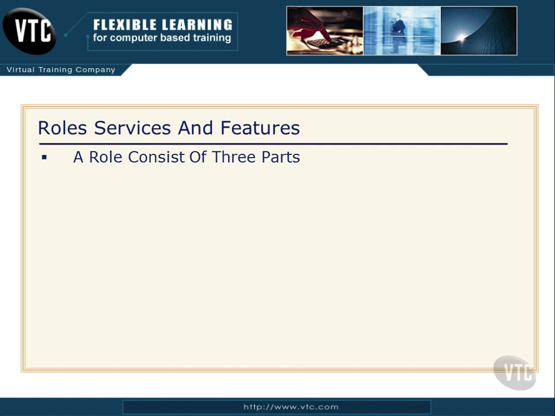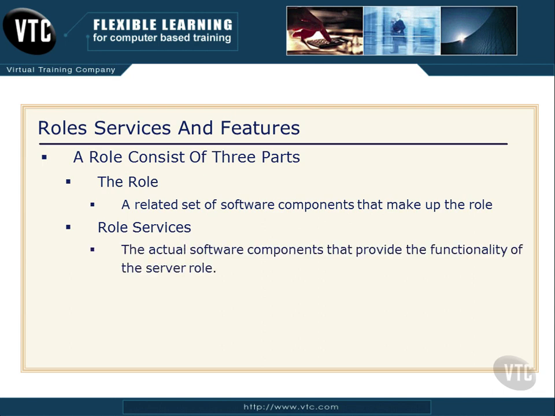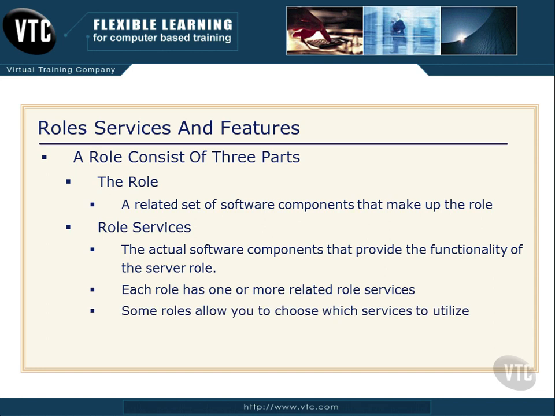Now, when we talk about a server role, that server role really consists of three parts. The first one is the role itself, and this is really the whole related set of components that make up what we see as that role. But then services come into play. Services are the actual software components that provide the functionality of the server role. Understand, within a role, oftentimes we can turn on certain services and turn off other services. And so each role has one or more related services. Some have quite a few. And we can pick and choose which one of those we want to utilize.